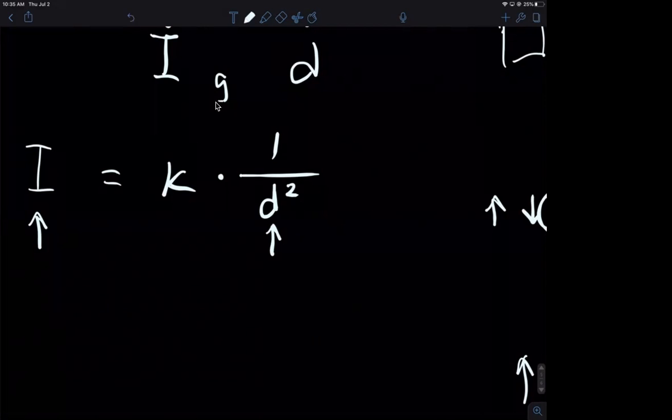So is I equals 8,000, right? Yeah. Okay. That means D equals 2, so it'll be 2 squared, right? Yep.